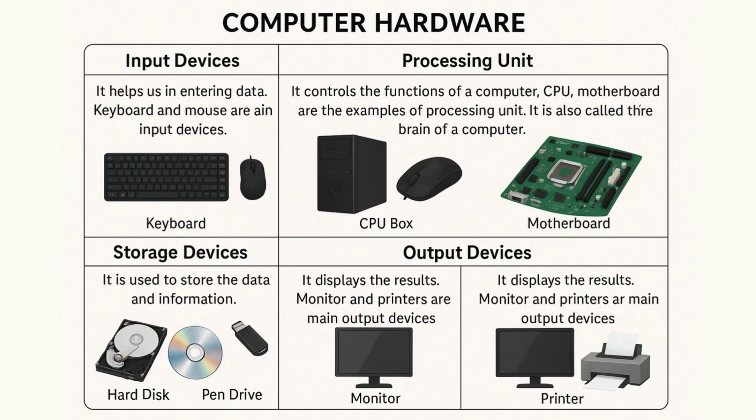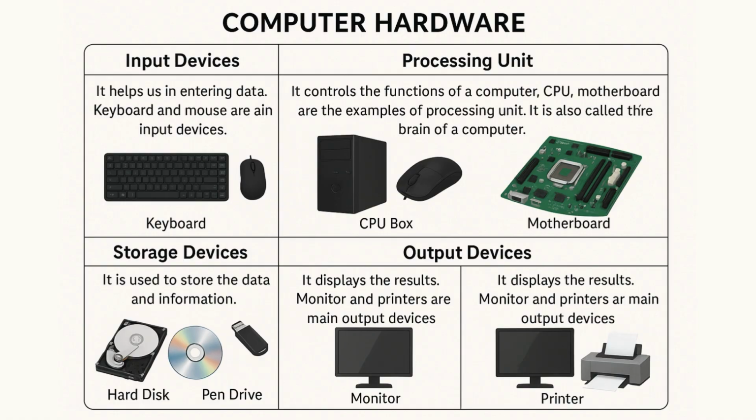Input devices, it helps us in entering the data. Keyboard and mouse are main input devices, which means we use the keyboard and the mouse to give input to the computer. Processing unit. It controls the functions of a computer. CPU, motherboard are the examples of processing unit. It is also called the brain of the computer, which means the CPU and the motherboard do the thinking work. They process your data.